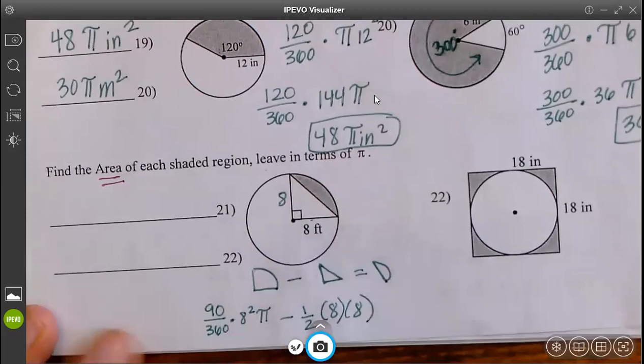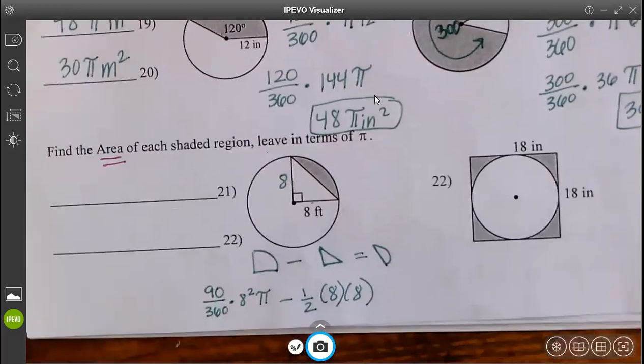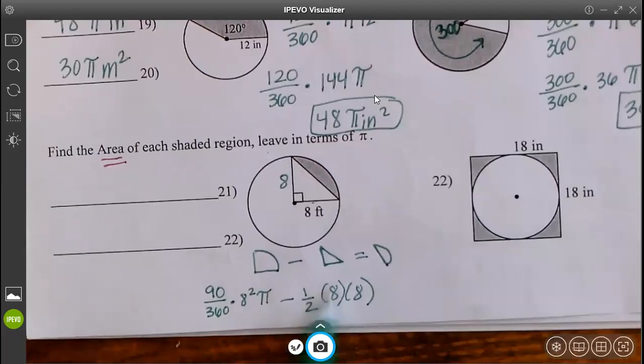So now all we have to do is just simplify what we got so far. So I'm first going to do this. This is 90 divided by 360 times 64, because 8 squared is 64. And then you have to half it. Well, I'll do half of this. So I would do this together first, because you're going to end up with a pi on this side. So 90 divided by 360 equals, and then multiplying that by 64. So this side right here is 16 pi.